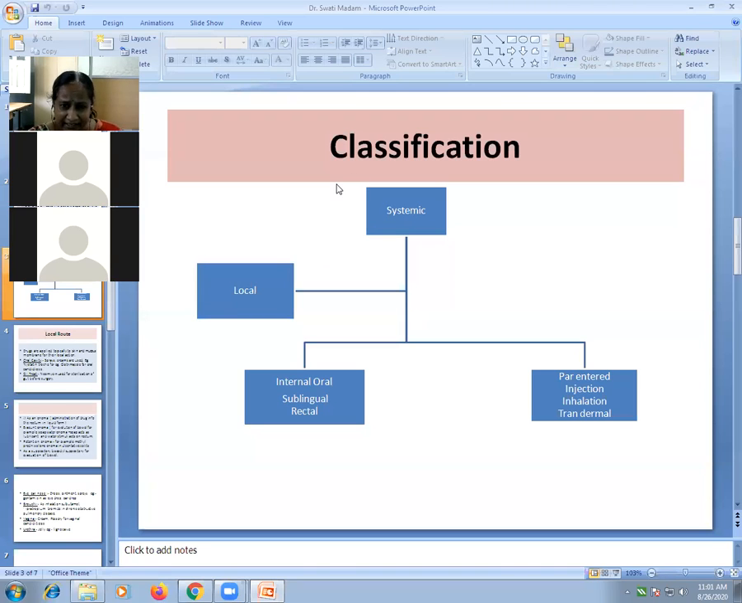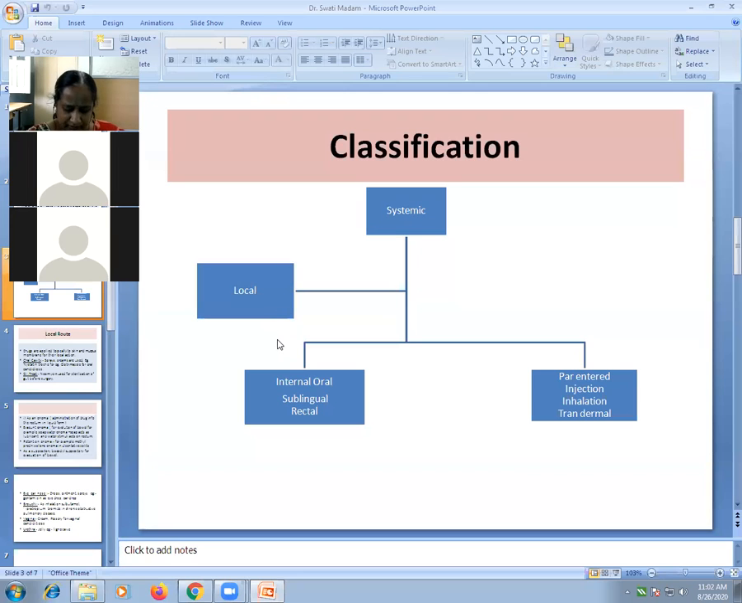We are seeing classification of drugs. The drugs are given by different routes. In classification, there are local and systemic. How is this classified? Local and systemic. In the local route, what happens?